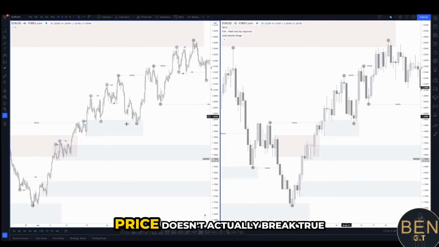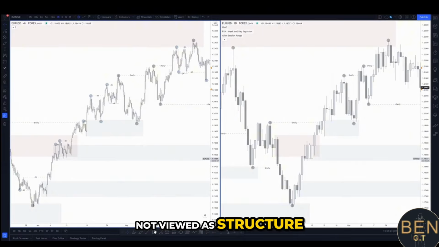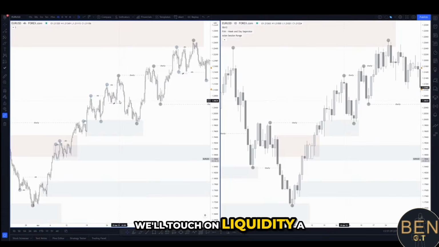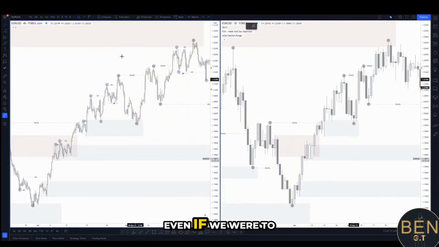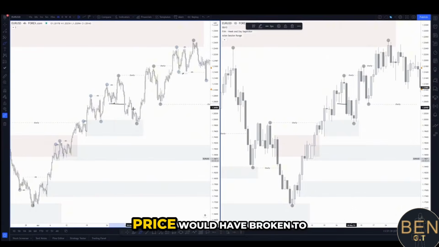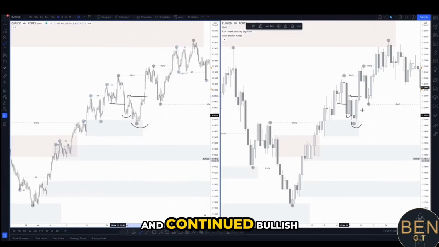In this case, price doesn't actually break true valid structure. The reason this point is not viewed as structure is because of these equal lows, which is an area of liquidity. We'll touch on liquidity a little bit later on, but something to keep in mind as we progress through. But as we can see, even if we were to have considered this valid structure, price would have broken to the downside, created a lower low, a lower high. We then would have broken structure and continued bullish.